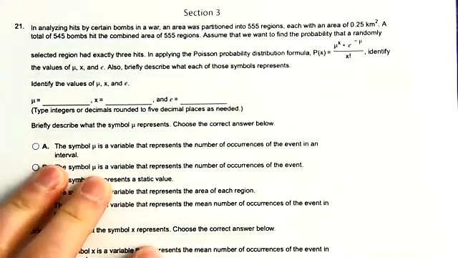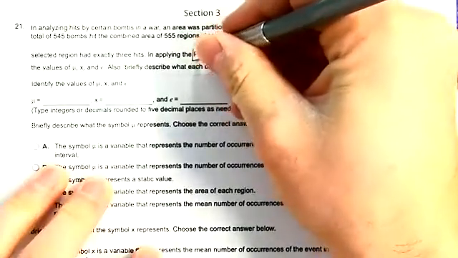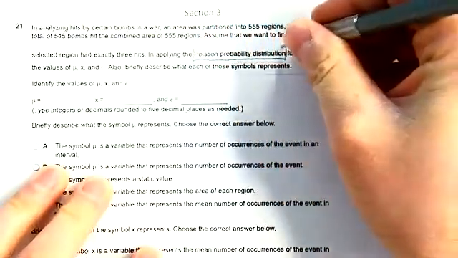Okay, so in chapter 5, section 3, we're going to look at the Poisson probability distribution. Poisson.